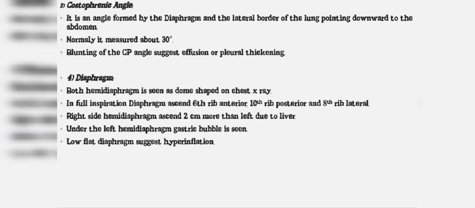Diaphragm. Both hemidiaphragms are seen as dome shape on chest X-ray. In full inspiration, the diaphragm ascends to the 6th rib anteriorly, 10th rib posteriorly, and 8th rib laterally. The right hemidiaphragm ascends 2 cm more than the left due to the liver. Under the left hemidiaphragm, the gastric bubble is seen. Low flat diaphragm suggests hyperinflation.